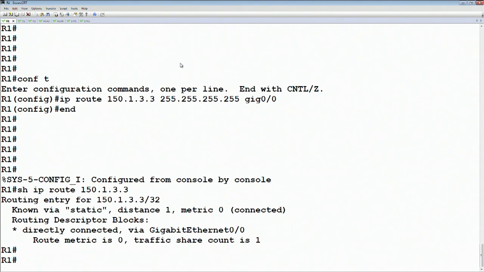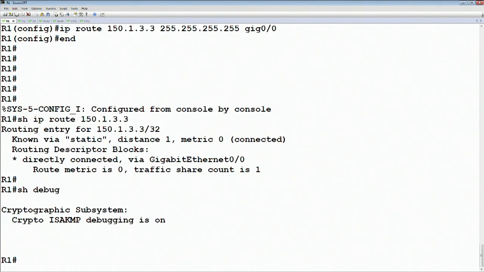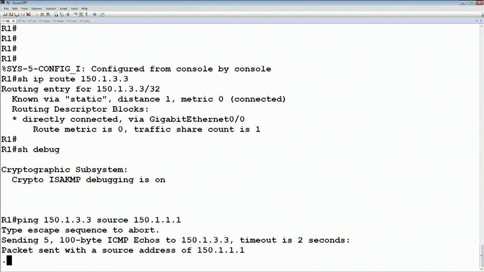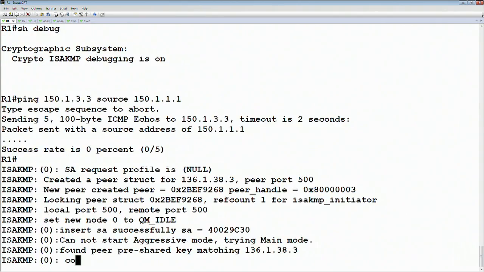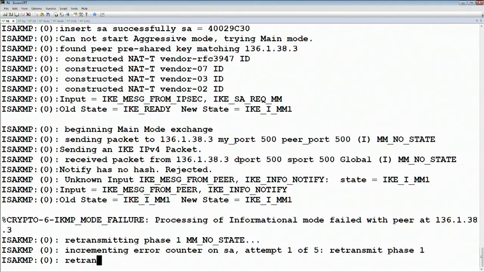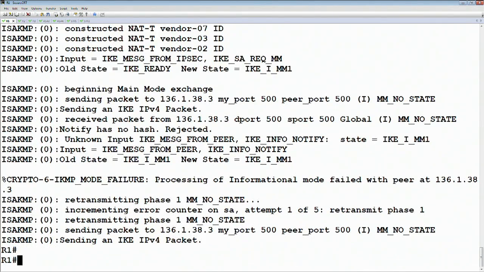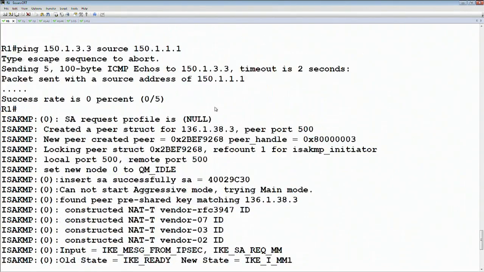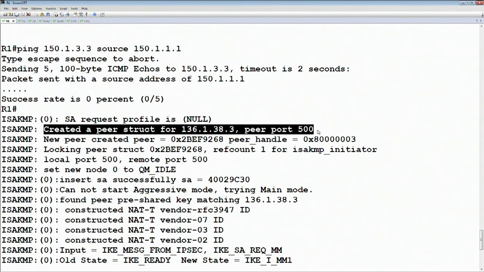Okay, so now that we have the route, let's go ahead and try this again. If we look at the show debug, we're still debugging phase 1. So let's try our ping. Let's see, is this going to initiate the process now? Which it is. Okay, so let's start at the top here and work our way down. Let's undebug this. First thing it says is that we are creating a new peer structure for 136.1.38.3. The peer's port is 500.